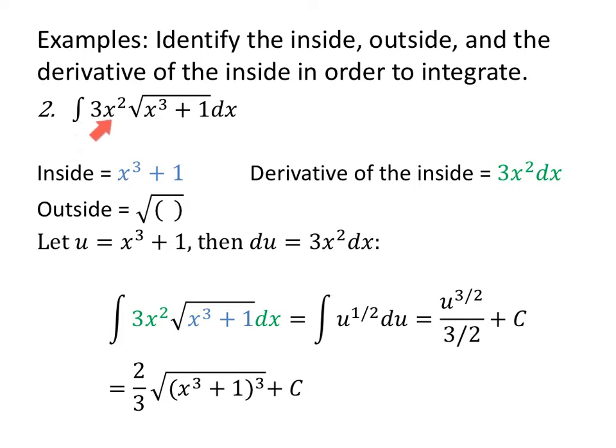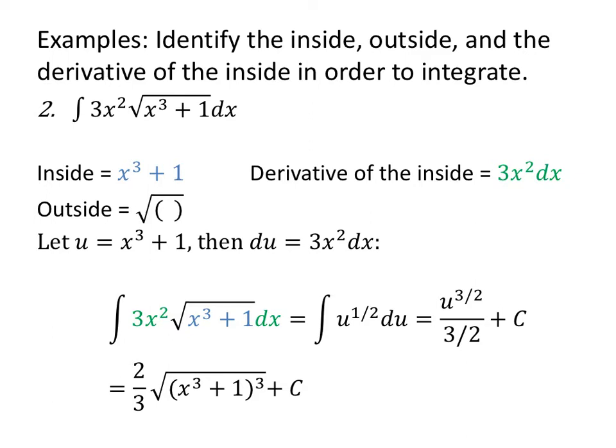The integral of 3x squared times the square root of x cubed plus 1 dx. I look at x cubed plus 1 as the inside. It's inside a radical. And look at that. It has derivative 3x squared dx. 3x squared. My outside is the radical, the square root of something, or the 1/2 power. So let's let u be x cubed plus 1. Then du is 3x squared dx. The integral of 3x squared times the square root of x cubed plus 1 dx is u to the 1/2.